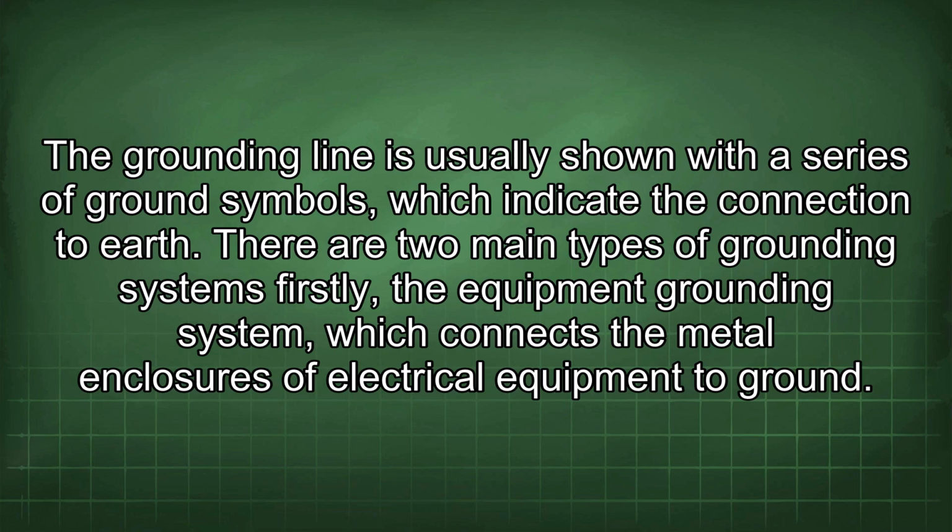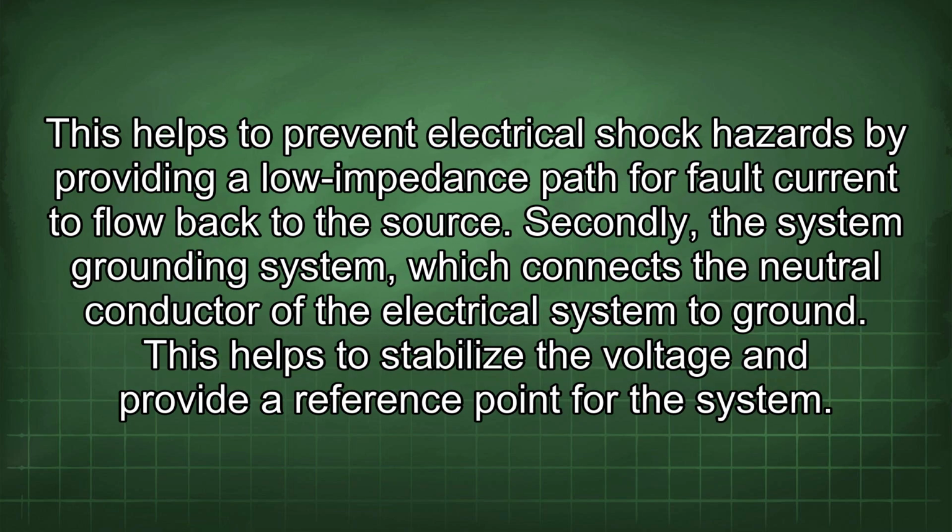There are two main types of grounding systems. Firstly, the equipment grounding system, which connects the metal enclosures of electrical equipment to ground. This helps to prevent electrical shock hazards by providing a low impedance path for fault current to flow back to the source. Secondly, the system grounding system, which connects the neutral conductor of the electrical system to ground. This helps to stabilize the voltage and provide a reference point for the system.